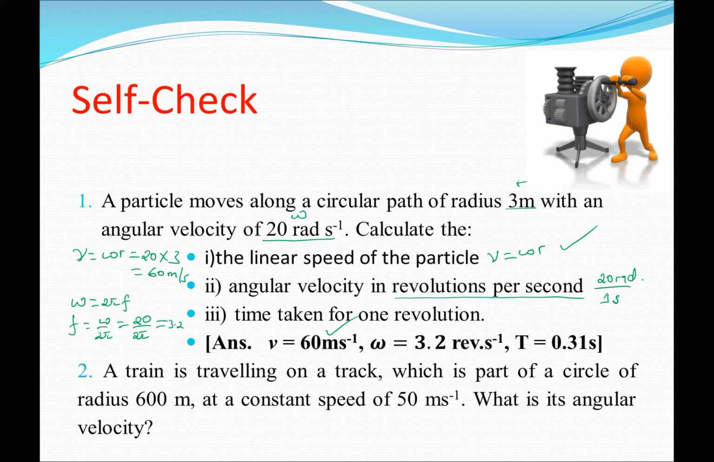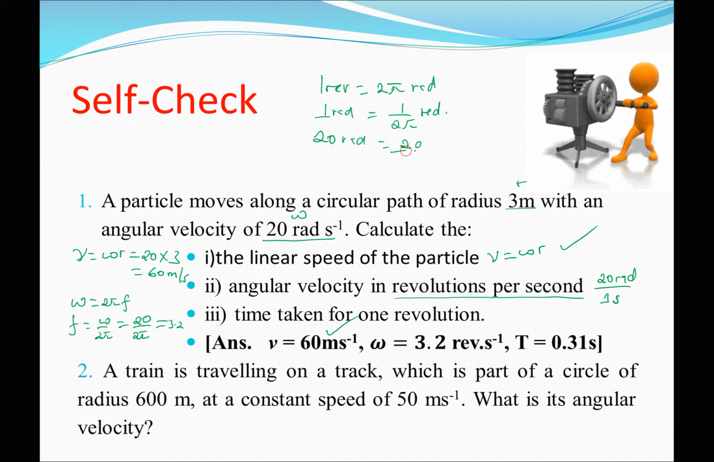20 radians divided by 1 second. So how many revolutions are in 20 radians? Remember, 1 revolution is the same as 2 pi radians, which means 1 radian is the same as 1 over 2 pi in revolutions. So how about 20 radians? So 20 radians is 20 divided by 2 pi revolutions.